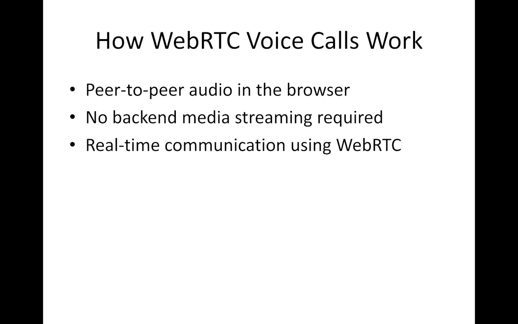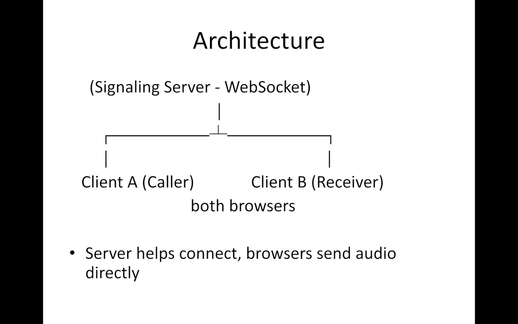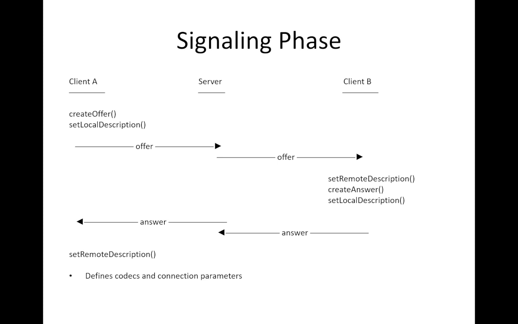Okay, so how does it work? Here is the architecture. You have the server, a signaling server. It uses WebSocket to connect to, say, client A and client B. Say client A is a caller and client B is a receiver. It's actually symmetric. They can communicate with each other, and both of these are browsers. The server is there just to help connect, and browsers actually send data directly to each other. So that's the peer-to-peer architecture.